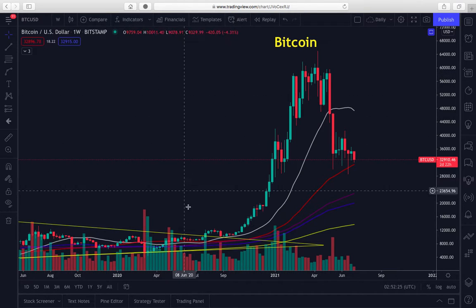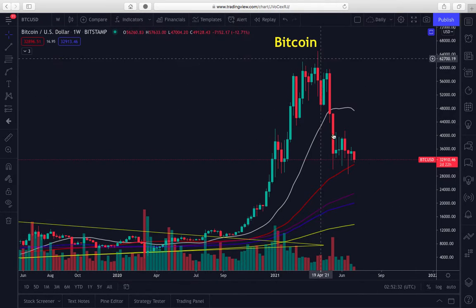So here is basically the action on Bitcoin. We broke up, came up, and here we are. Looks like we're kind of consolidating in a previous consolidation range. Remember, each one of these candles is a week's worth of action. Again, we're on the weekly candle. So Bitcoin got here and hung here for 1, 2, 3, 4, 5 weeks.